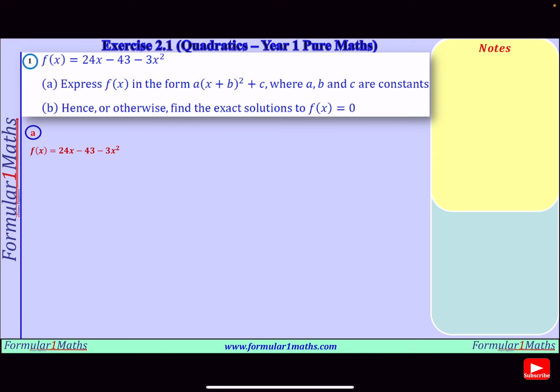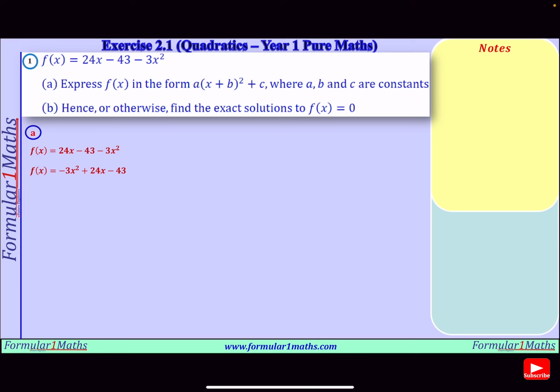So we have f of x is equal to 24x minus 43 minus 3x squared. I will rewrite the function to make minus 3x squared the first term and 24x the second term and the constant term minus 43 the third term. So if I do that, I'll get minus 3x squared plus 24x minus 43. Then I'll factorize 3 out of the brackets.